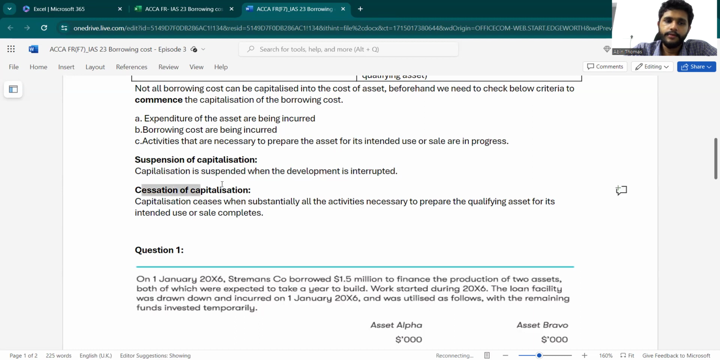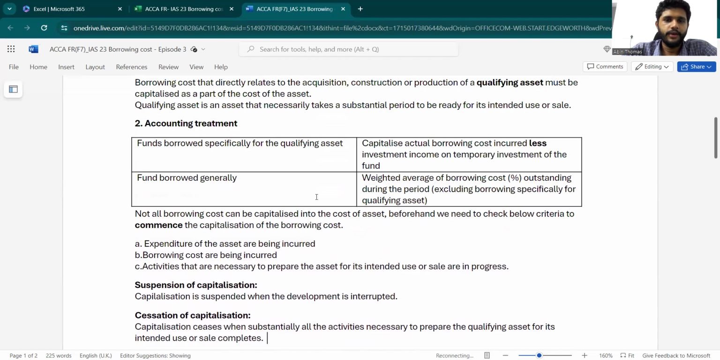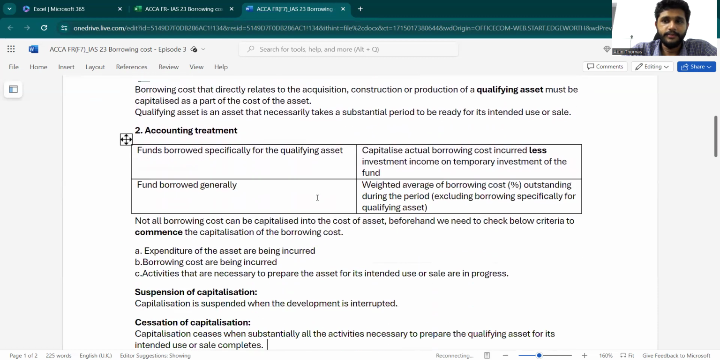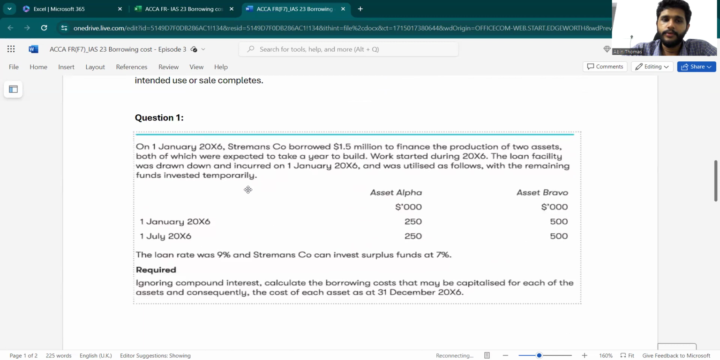And then we have the cessation of the capitalization. The standard is saying when we can stop the capitalization. The capitalization is stopped when substantially all the activities necessary to prepare the qualifying asset for intended use or sale are completed. So the standard is saying when the asset is in finished condition, then we can stop the capitalization. Got the point? So these are all the theoretical explanation of this IAS 23. I hope it is very simple and you will get more understanding when we do the question.